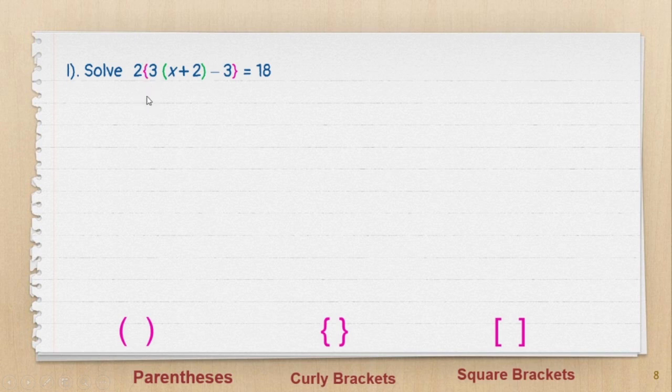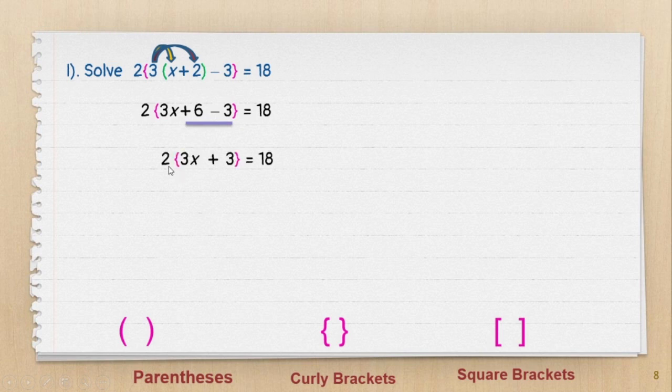So initially we should simplify the expression with parentheses. 3 into x and 3 into 2. Then we can obtain 2 times {3x add 6 subtract 3} equal 18. This plus 6 and minus 3 are like terms. Now we can simplify that. Then obtain 2 times {3x plus 3} equal 18. Now simplify the curly bracket. 2 into 3x, 2 into 3, then we obtain 6x add 6 equal 18.